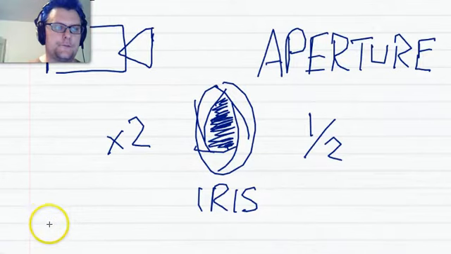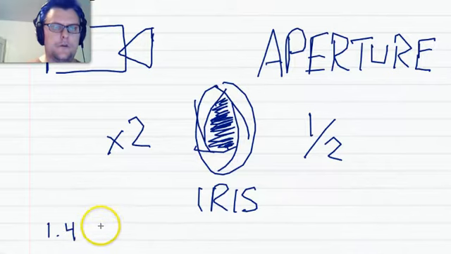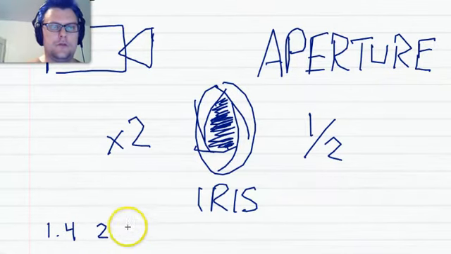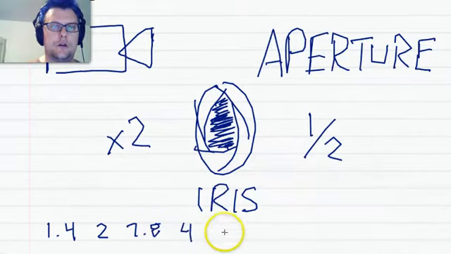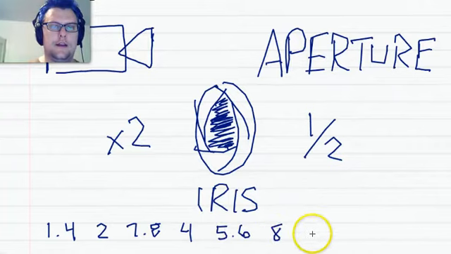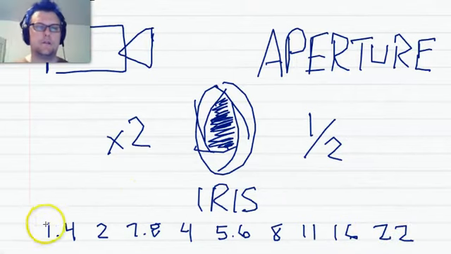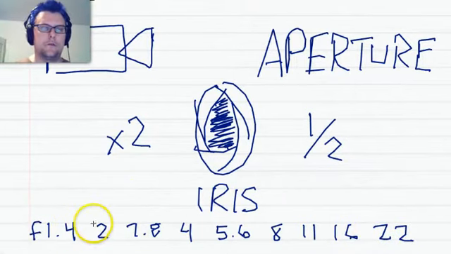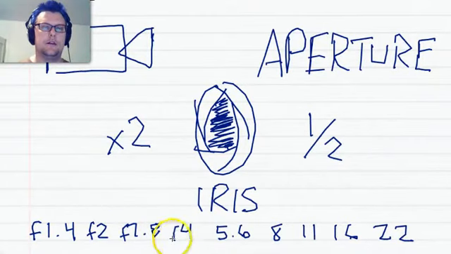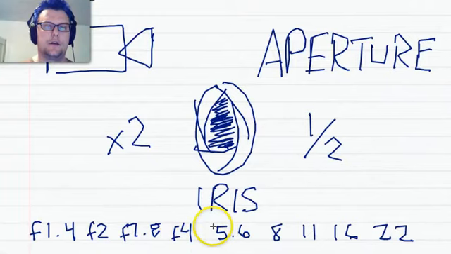So you've got a series of 1.4, 2, 2.8, 4, 5.6, 8, 11, 16, 22. So all of these have little f's in front of them. F1.4, F2, F2.8, F4 down the line.